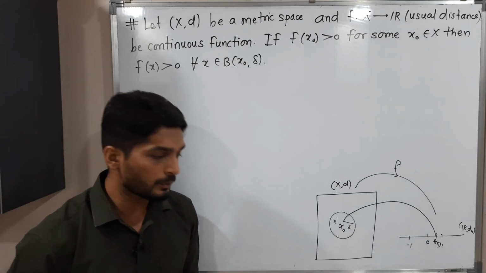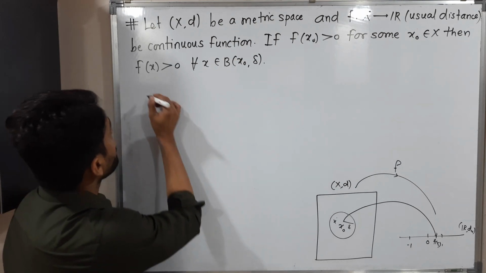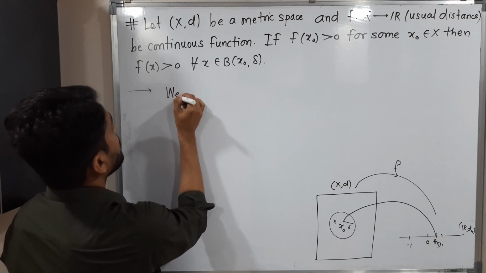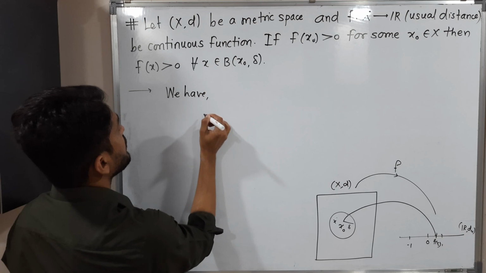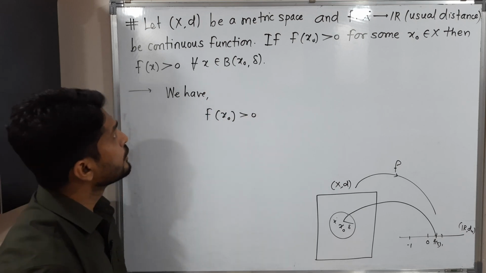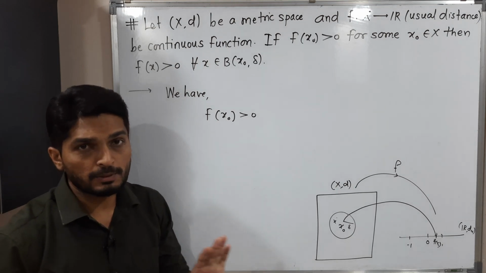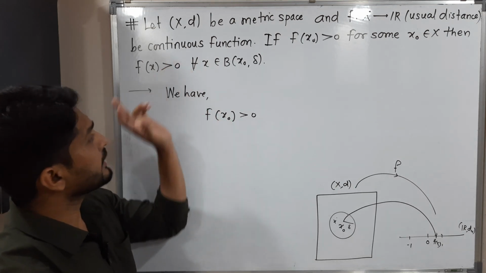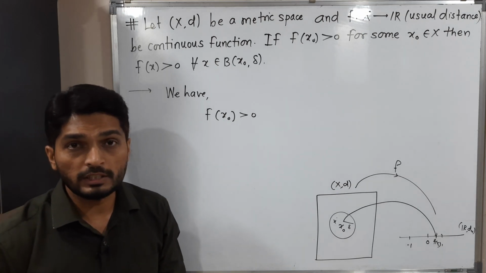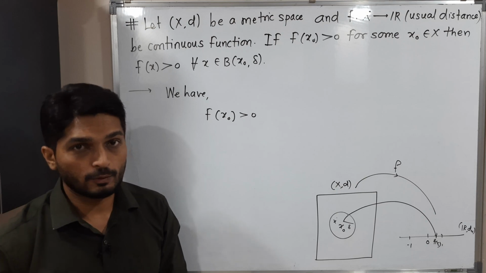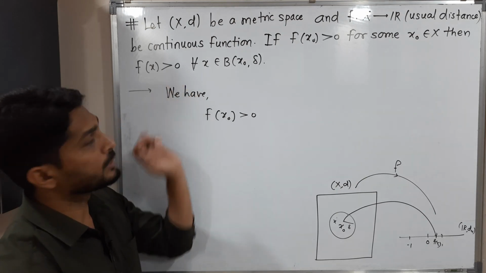Let us start with the given information. The most important information is f of x naught greater than 0. You can mention here (X, d) is a metric space, f from X to R is a continuous function. This is also a very important thing they have given, and f of x naught is also greater than 0. And what we have to prove is this thing.